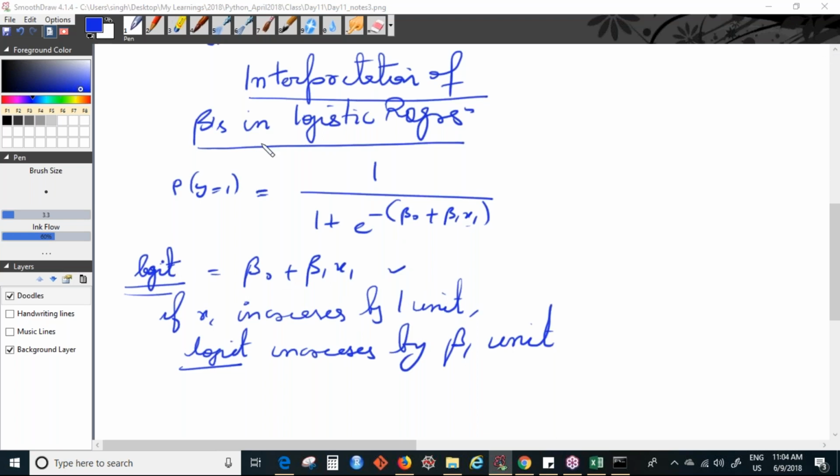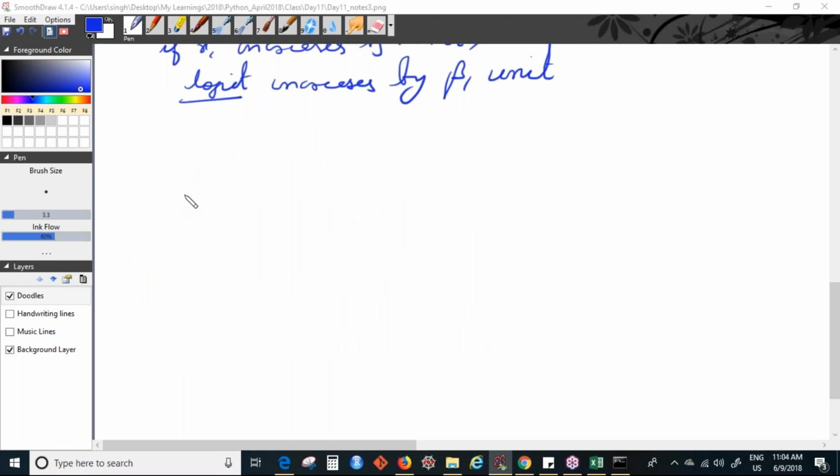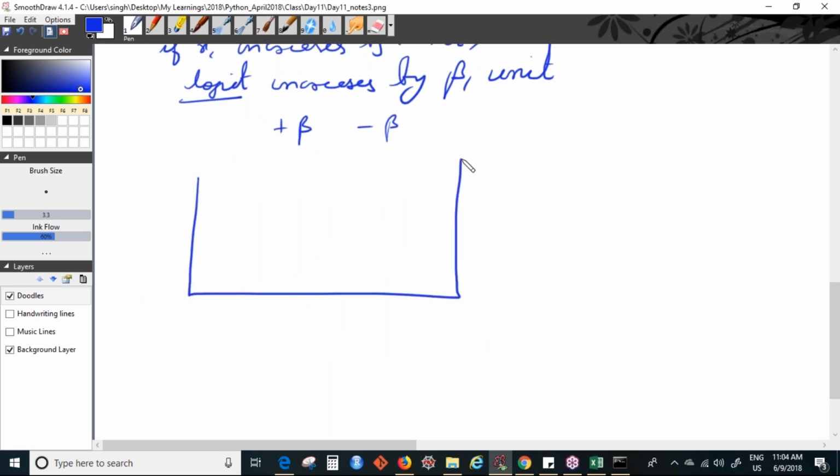Okay, now there is another interpretation, and that is with respect to sign, with respect to whether you have a positive beta or you have a negative beta. So what is that? Let us see. To understand this, we should look at the S curve that we saw.